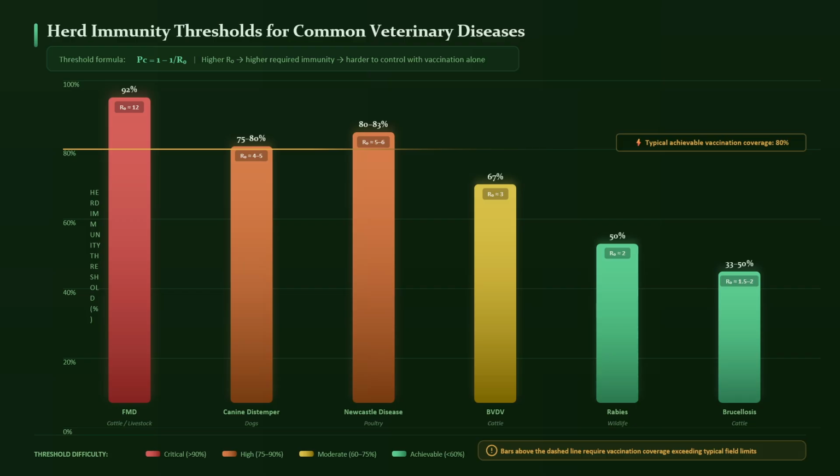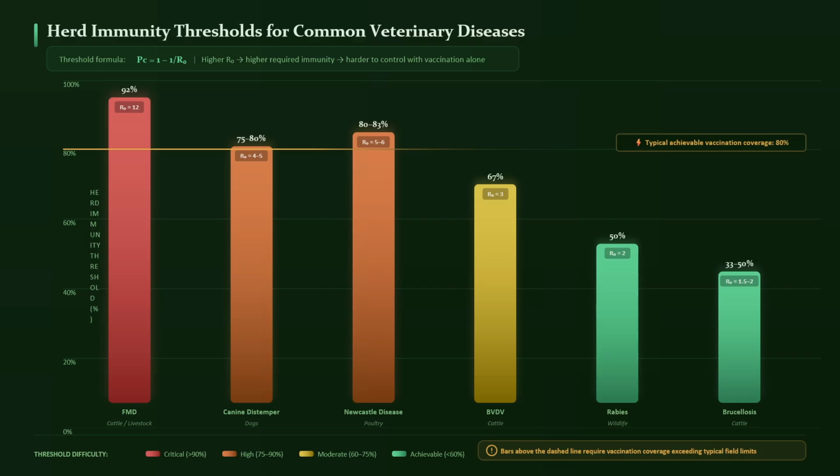Here's an ACVPM exam tip. You will almost certainly be given an R0 value and asked to calculate HC. Practice this calculation until it's automatic. Example, R0 equals 5, HC equals 1 minus 1 over 5 equals 1 minus 0.2 equals 0.8, or 80%. Also be prepared to explain why unvaccinated individuals are protected once HC is achieved.